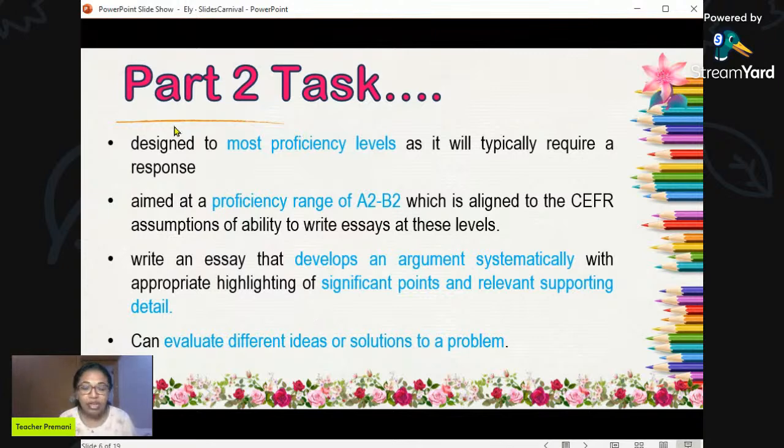Remember, our question is designed for all proficiency levels. It means lower proficiency students can also answer. I'm not talking about the very low proficiency, but they can also write. The high proficiency ones can also write. So this question basically suits all the levels. So you shouldn't say, oh teacher, I'm not good, I cannot answer part two. Part one, okay. You cannot choose.